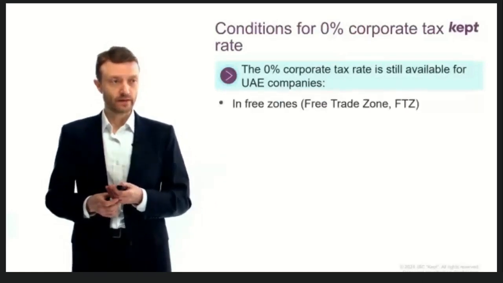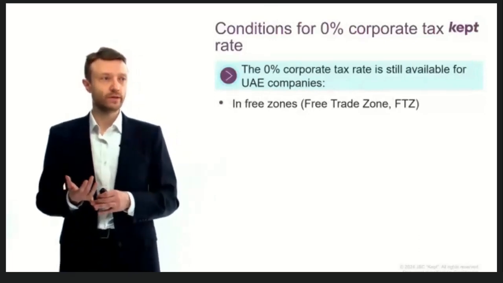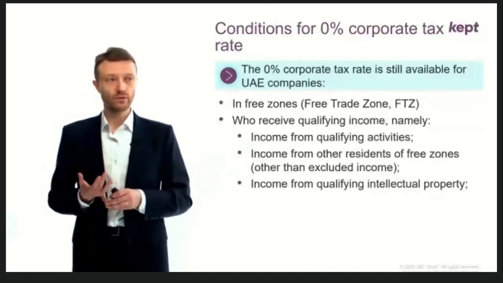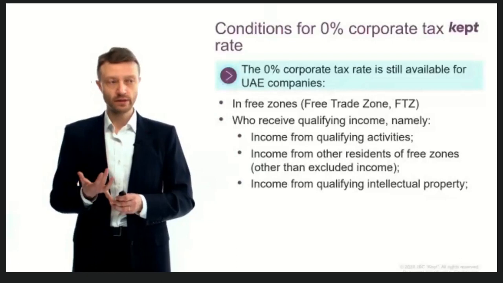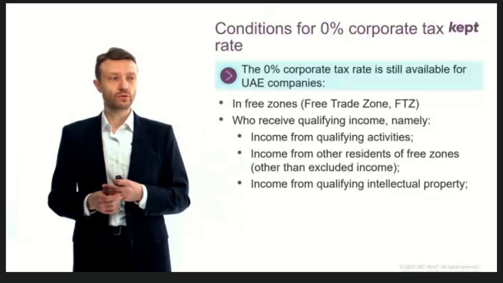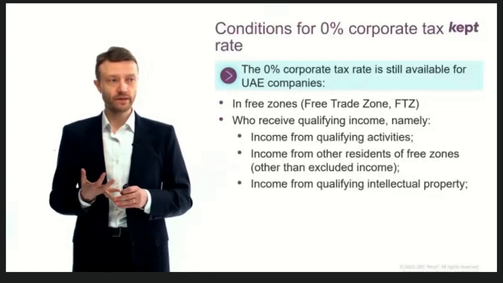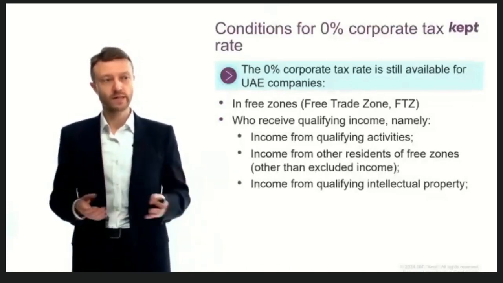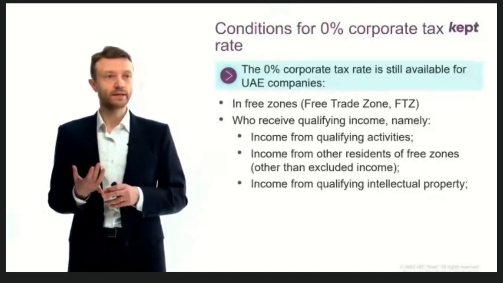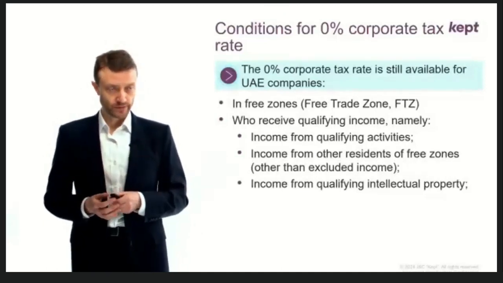First of all, to enjoy the 0% corporate tax rate, the company should be in a free trade zone. It should receive so-called qualifying income, which includes income from qualifying activities, and there is a long list which changed, and we're going to talk about this in a minute. It can receive income from other residents of free zones, except for so-called excluded income, and there is a list as well. Or, to qualify, it can receive income from so-called qualifying intellectual property, and this is something new.